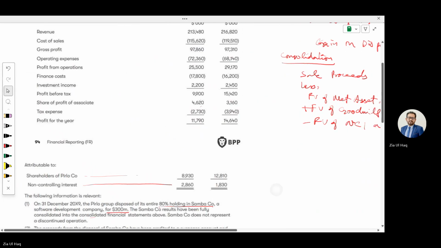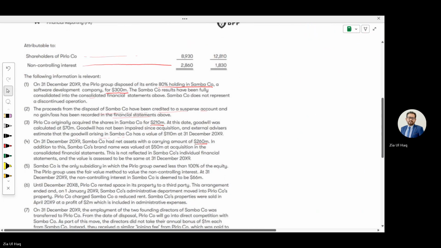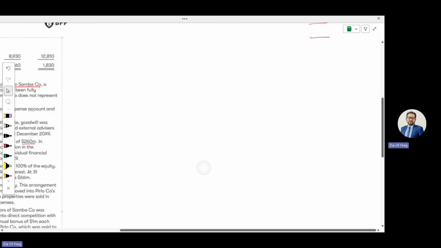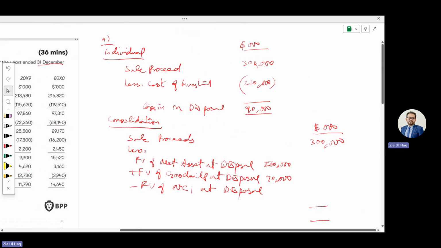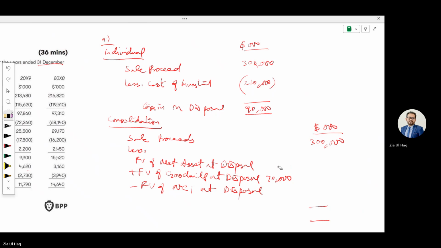Is that okay? In addition to this, Samba company brand name was valued at 50 million at acquisition. And they were having a brand name at acquisition of 50 million in the consolidated financial statements. So this should also be added to fair value of net assets. So this should be 260 plus that 50. So this is 310,000.